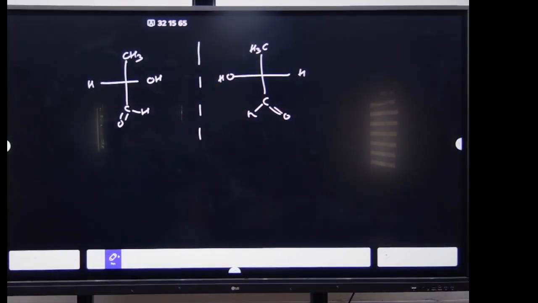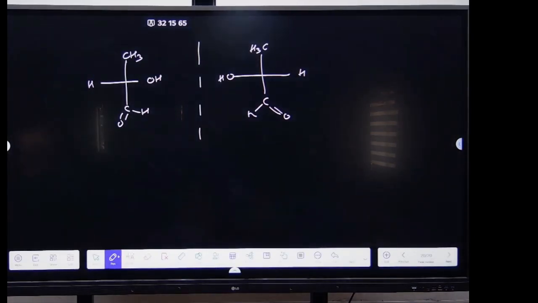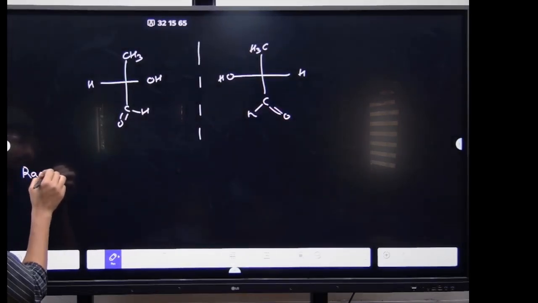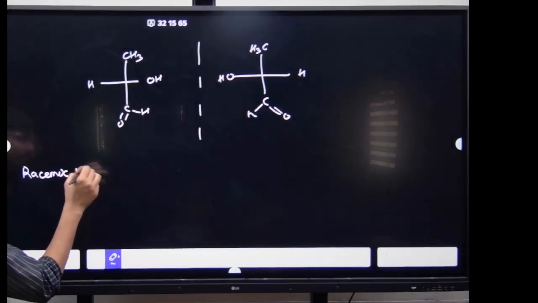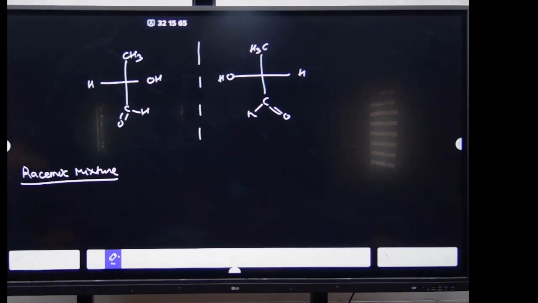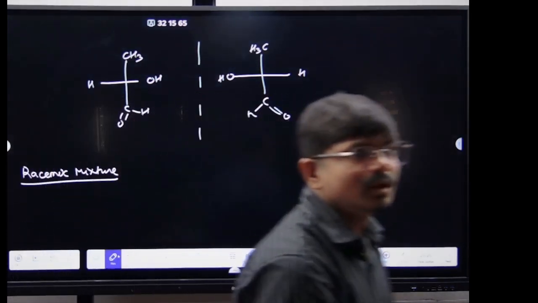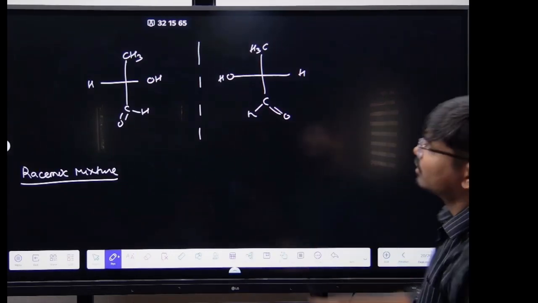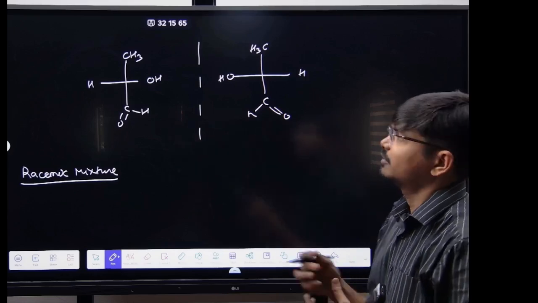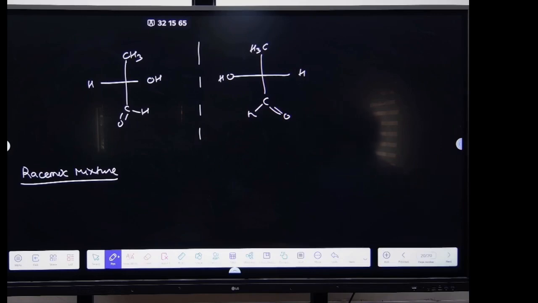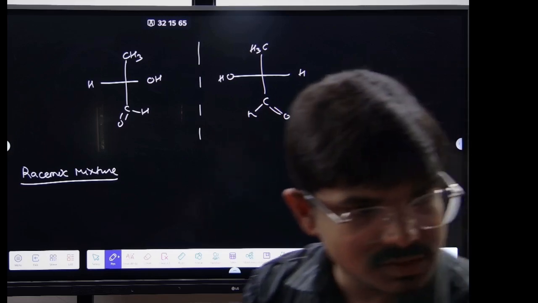Got it? Now coming to the racemic mixture, right? What do you mean by the racemic mixture? Let's talk about the racemic mixture. Clear? So see, what racemic mixture means is that if you have an equal concentration of this one and an equal concentration of this one. You know the nomenclature of R and S, the absolute configuration, how to find the absolute configuration, R nomenclature, S nomenclature, you know.